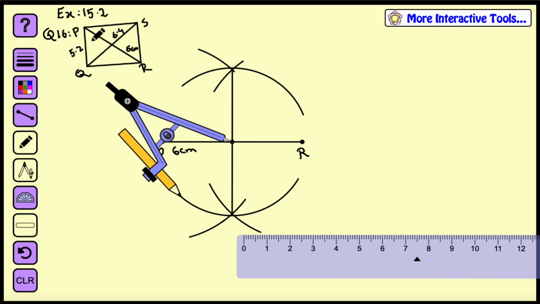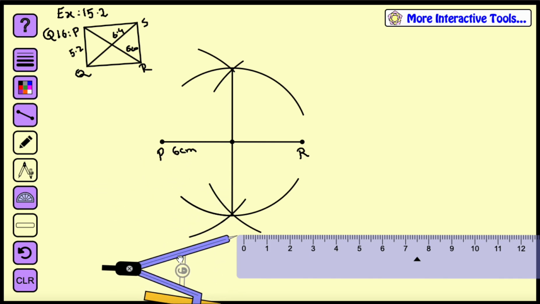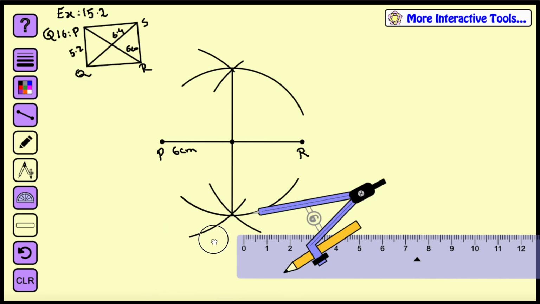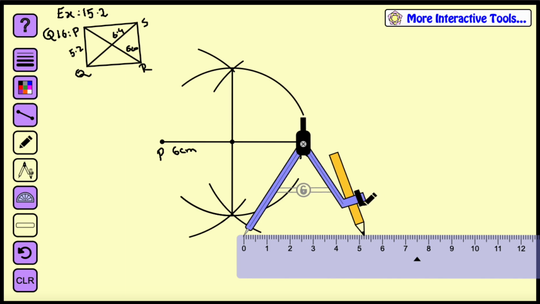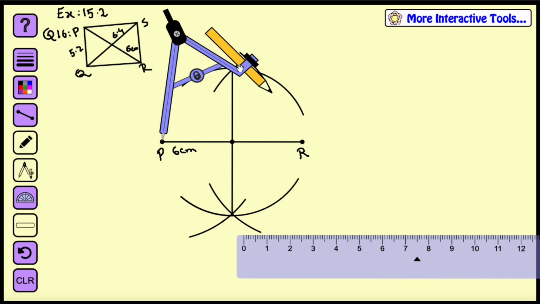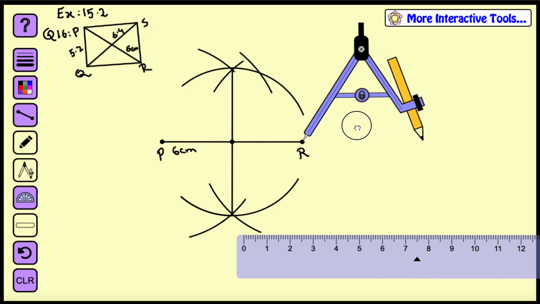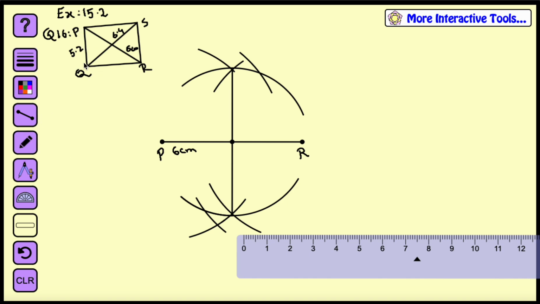Now this PQ, PQ's length is 5.2. So now take 5.2. Put here. Draw an arc and put on R. See, here we have to use the property of parallelogram. And what is the property of parallelogram? Opposite sides of a parallelogram must be equal. That means opposite of PQ is what? SR. So this one must be 5.2. Now we got this point and this point.